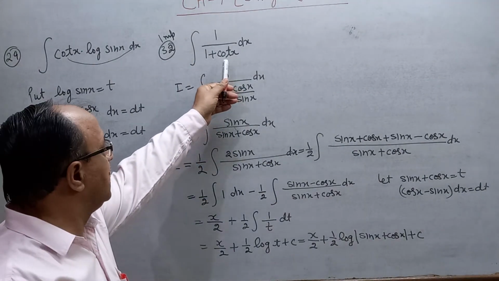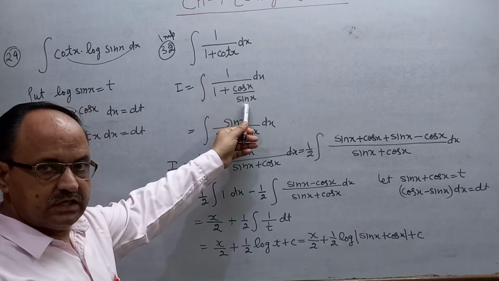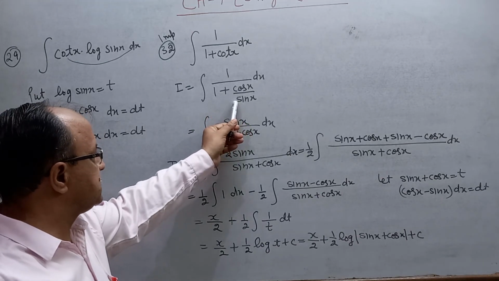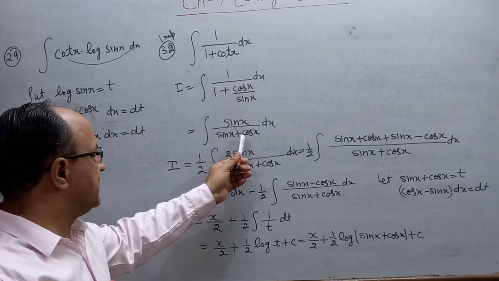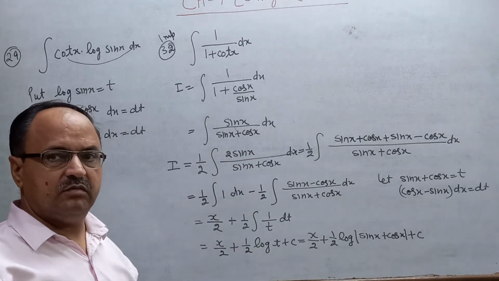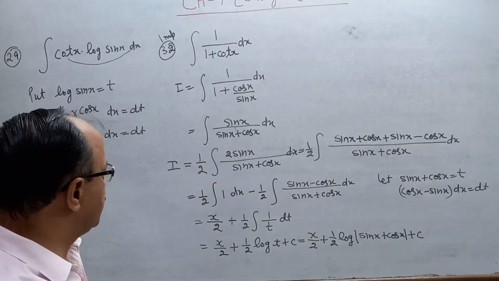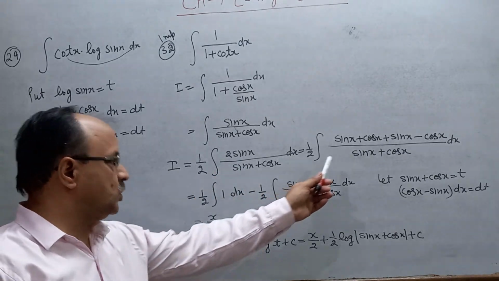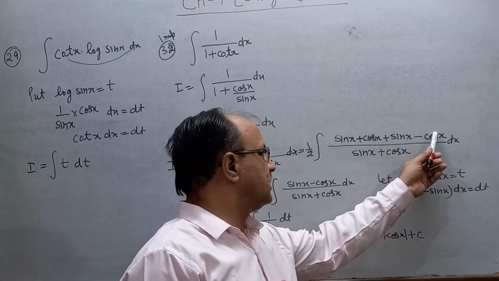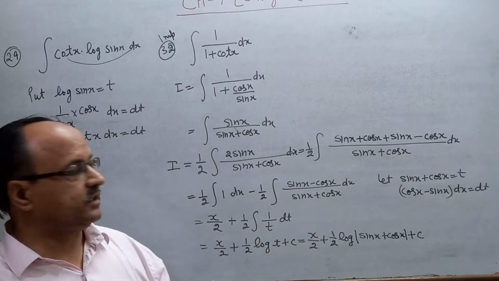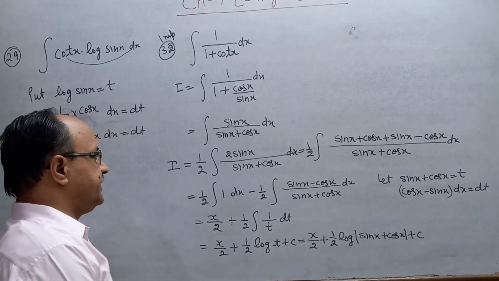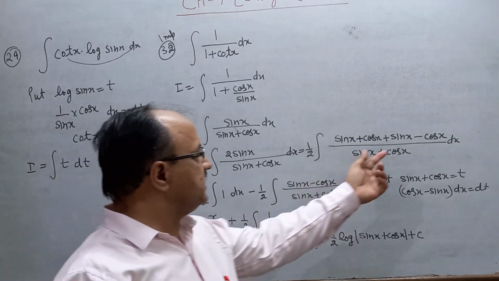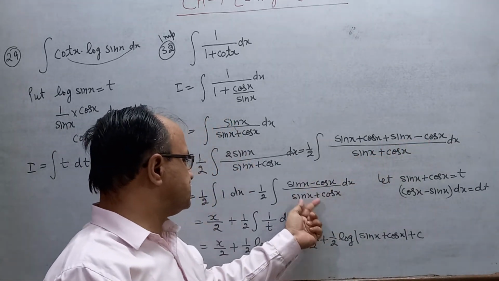Yes, revise. In place of cot x, you can write cos x by sin x. Now take the LCM sin x, so sin x plus cos x, and this sin x shifts to the numerator. Now here is a trick: multiply and divide by 2. If sin x is present in the numerator, then add and subtract cos x. If cos x is present in the numerator, then add and subtract sin x. Now separate: sin x plus cos x divided by sin x plus cos x is 1, and sin x minus cos x divided by sin x plus cos x.